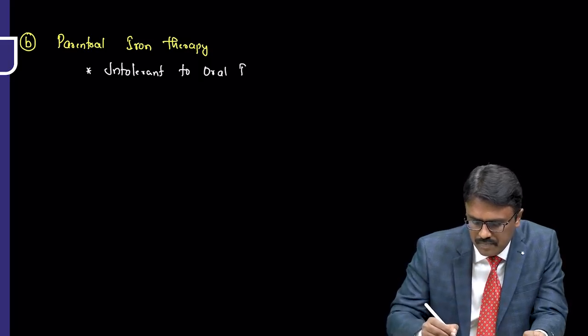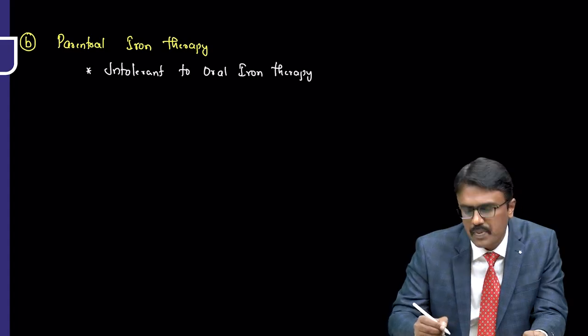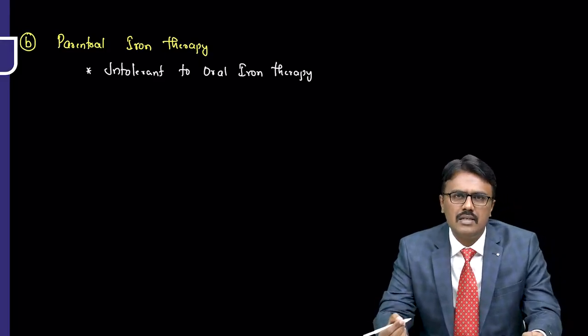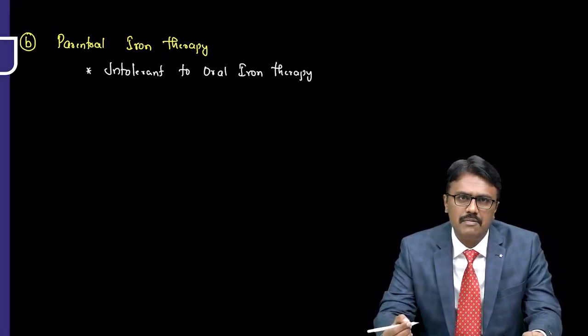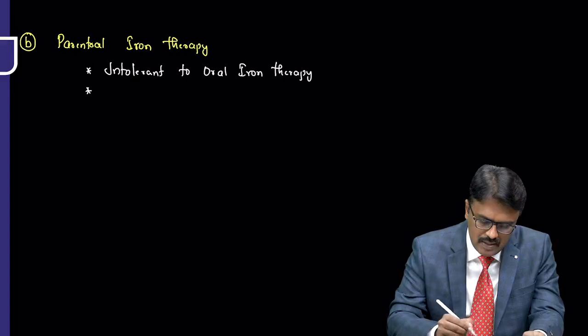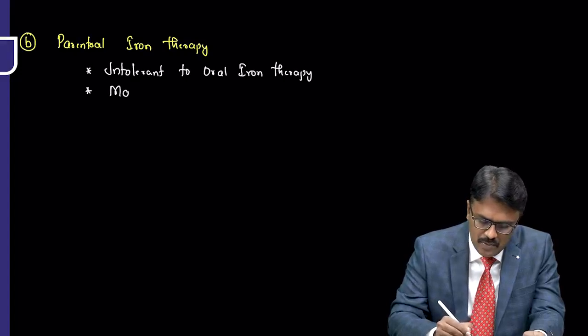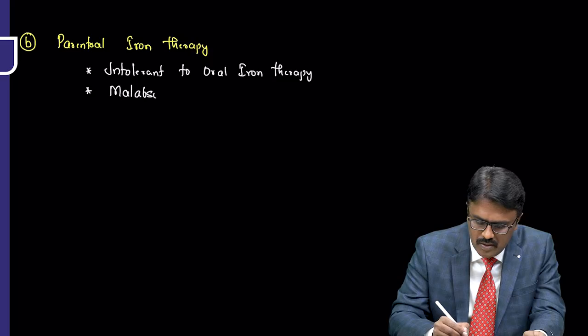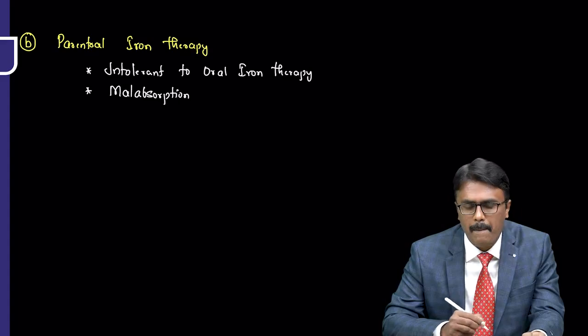Intolerant to oral iron therapy. So why may the patient be intolerant? He may have gastritis when he takes that and stops the medication. So in that time we have to give injection. Second, the patient has malabsorption. So even though he is taking oral iron, it may not be absorbed properly.